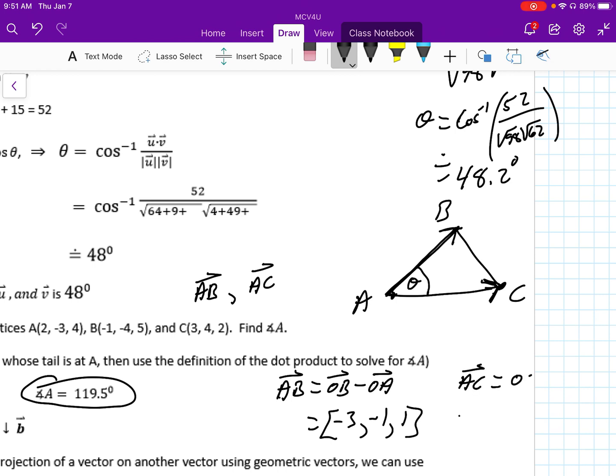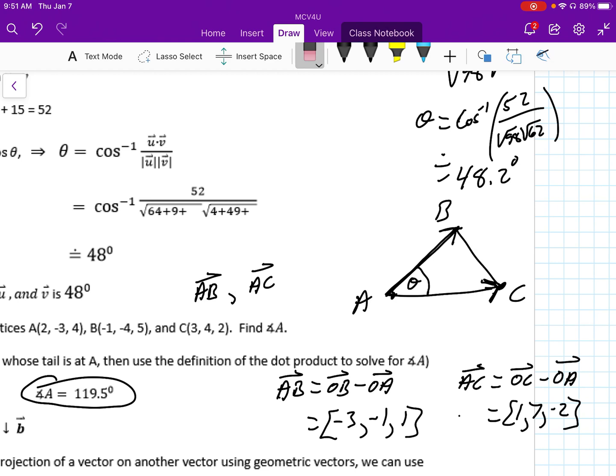AC is OC minus OA. And so we have 3 take away 2 is 1, 4 take away -3 is 7, and 2 take away 4 is -2.